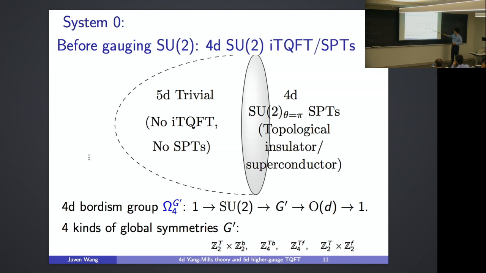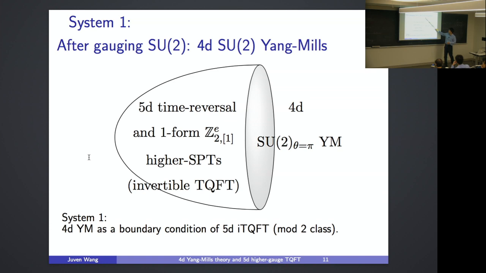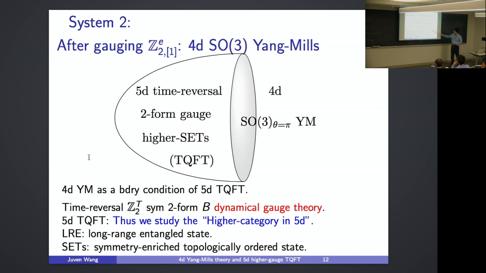And the one-form symmetry will emerge. If I want to define the one-form symmetry in a simplicial way, then actually I need a five-dimensional invertible TQFT. I can further gauge the one-form Z2 to turn the theory into SO(3) Yang-Mills. And this will spontaneously break time reversal, because theta changes to 4π or 8π, depending on spin or non-spin manifold. But the 5D bulk will still preserve time reversal symmetry, and also still have an additional dynamical gauge field.